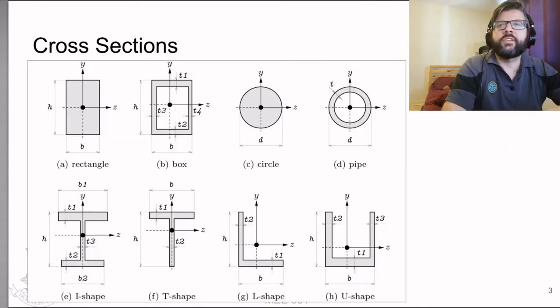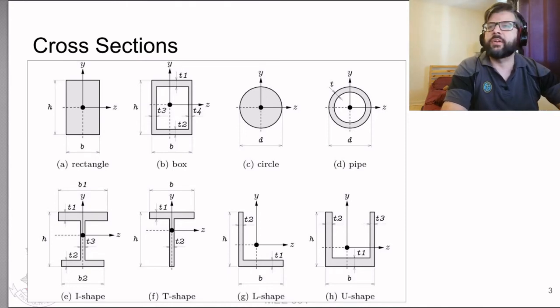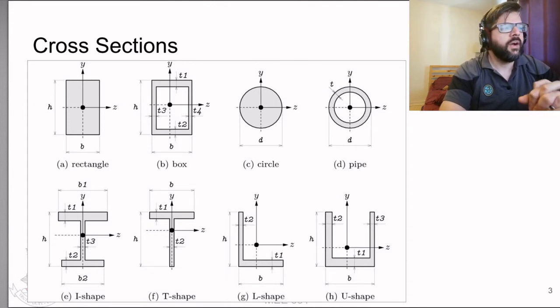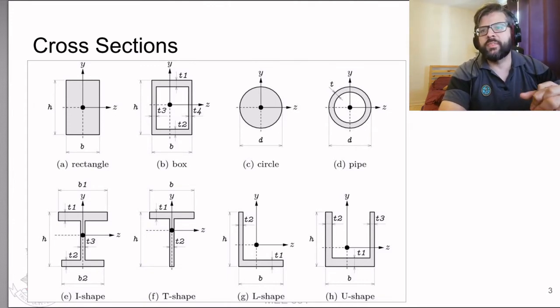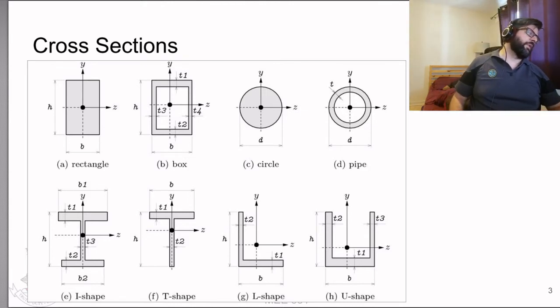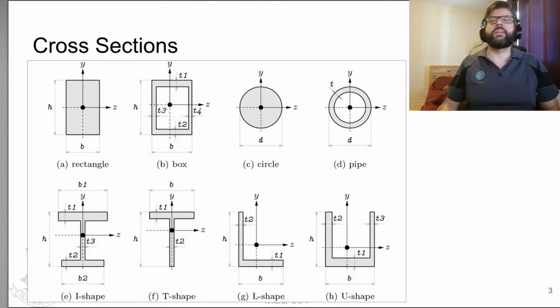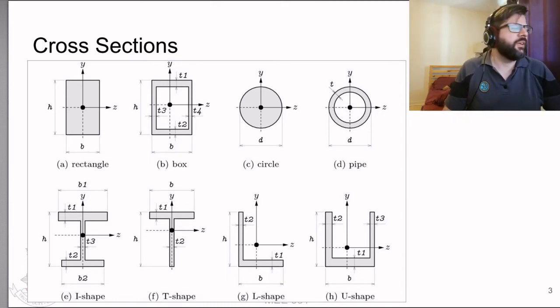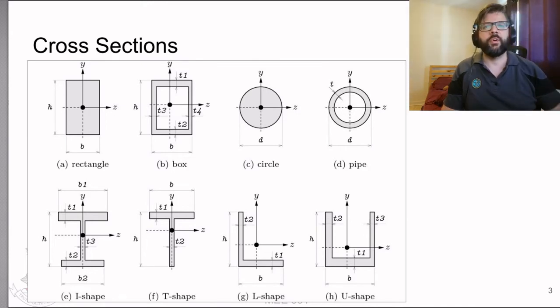So, a few cross sections that you might encounter: you'll see rectangles, boxes, circles, pipes, I-beams, T-beams, L-beams, U-beams. Sometimes you might see C-beams as well, which is basically just a U-beam on its side. Actually, you tend to see C-beams mentioned more often.